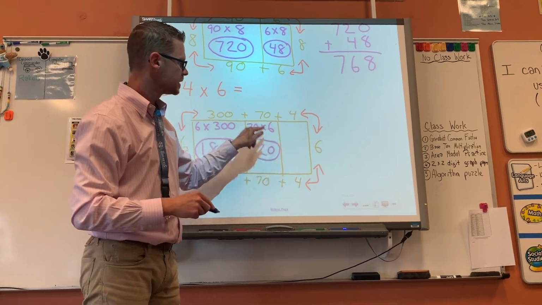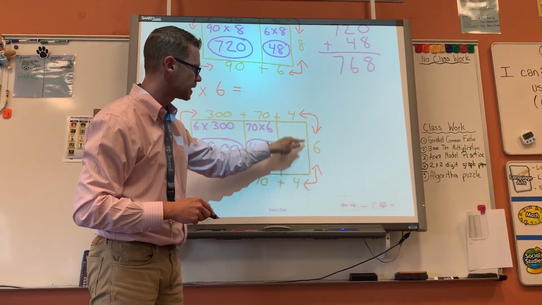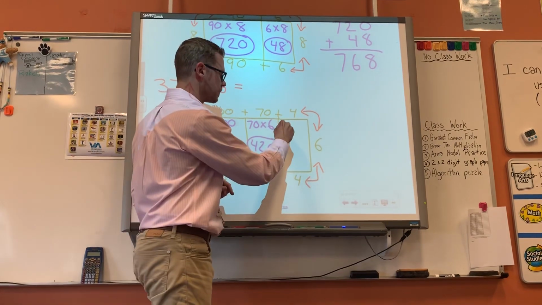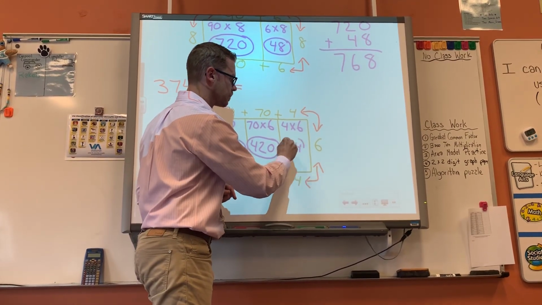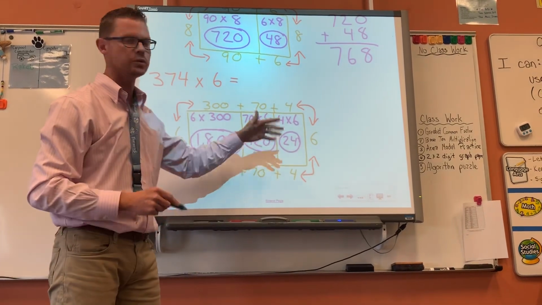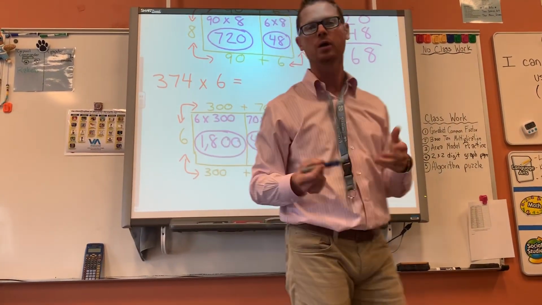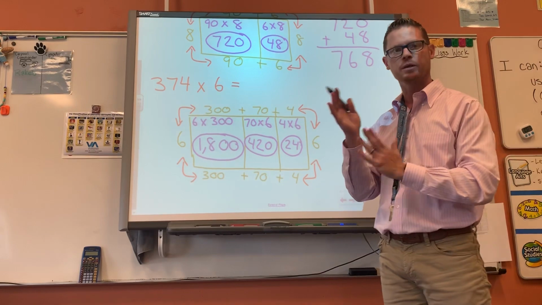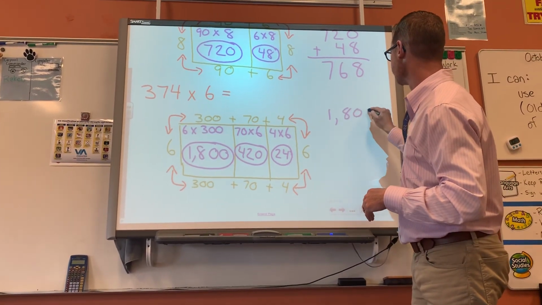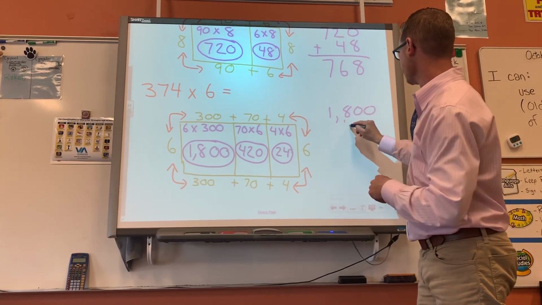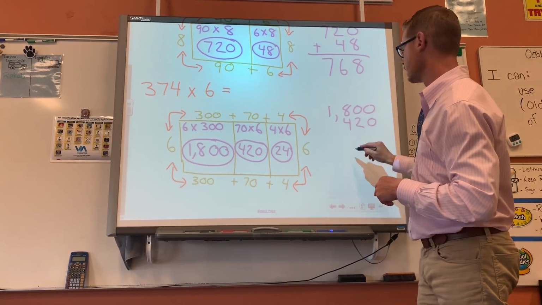And then lastly, in this region, you have 4 times 6. My double arrows help me out. So we're going to multiply 4 times 6, which I know is 24. So now I have 1, 2, 3 partial products. Like before, we're just going to simply line up the place values and add them carefully. So I have 1,800, 420, and 24.